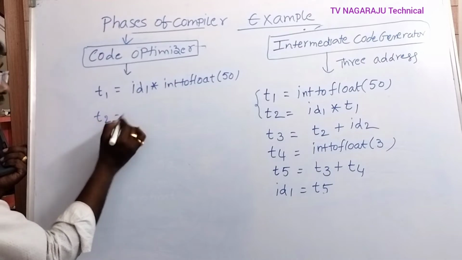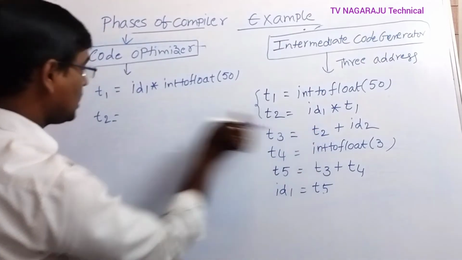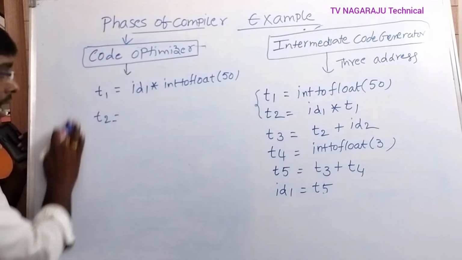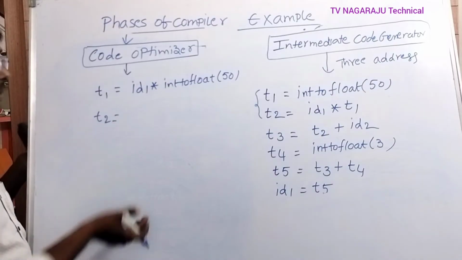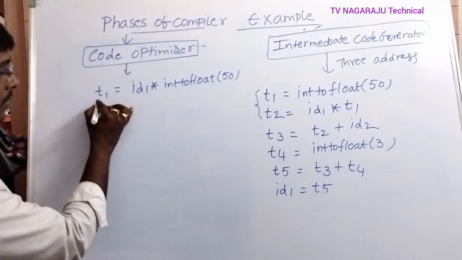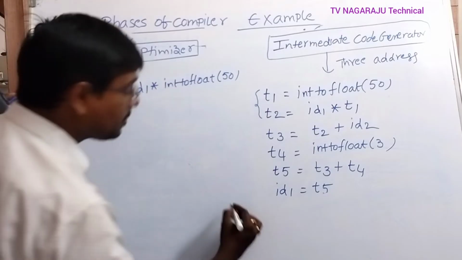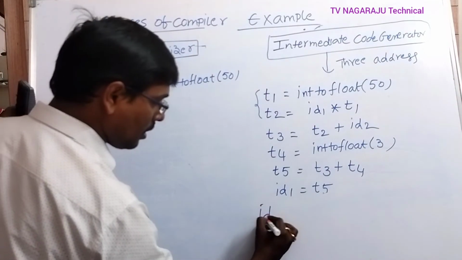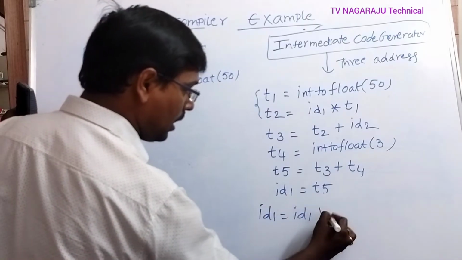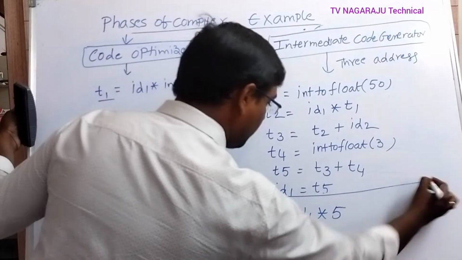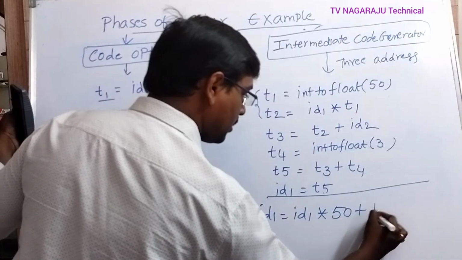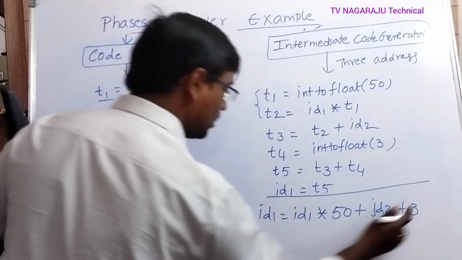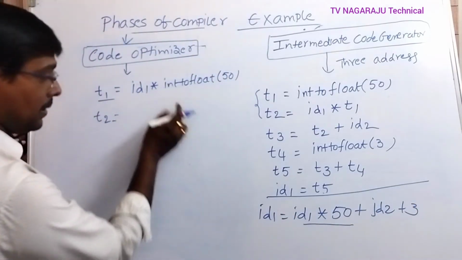Suppose T2 is equal to, observe these names and these names are different. Here I am using another set of temporary variables. T2 is equal to whatever the result. What is my expression? Remember your expression. Here I am writing ID1 is equal to ID1 into 50 plus ID2 plus 3. So this thing is completed.